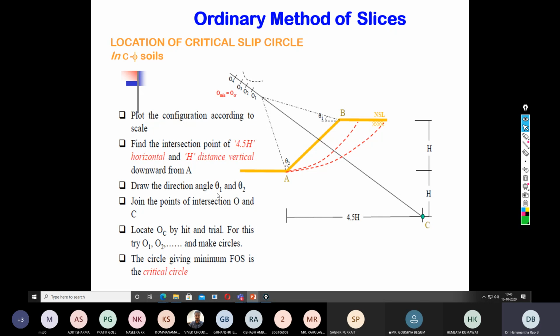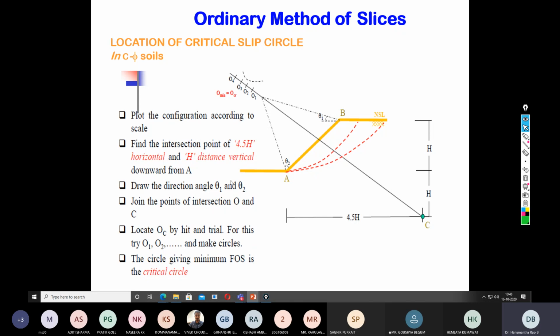So draw the direction angles theta 1 and theta 2. Join the points of intersection O and C. Locate O, where C designates critical, by hit and trial. For this, try O1, O2, and make several trials. The circle giving the minimum factor of safety is the critical circle.